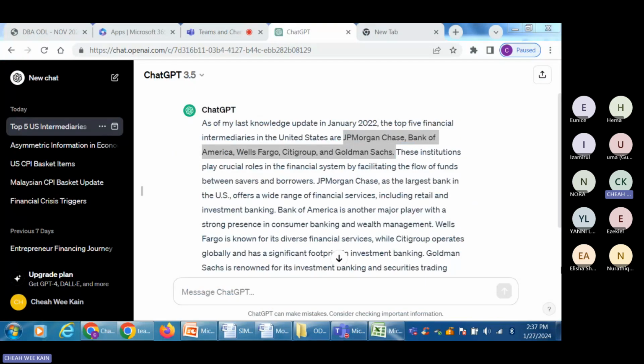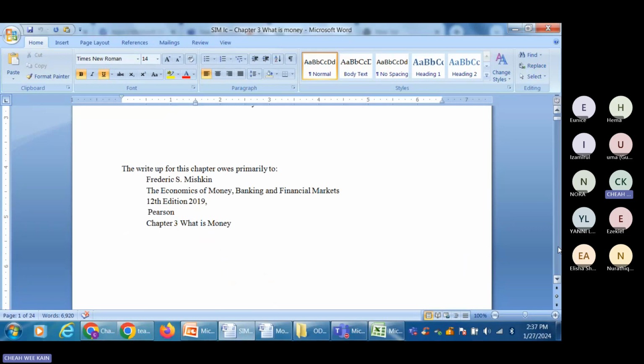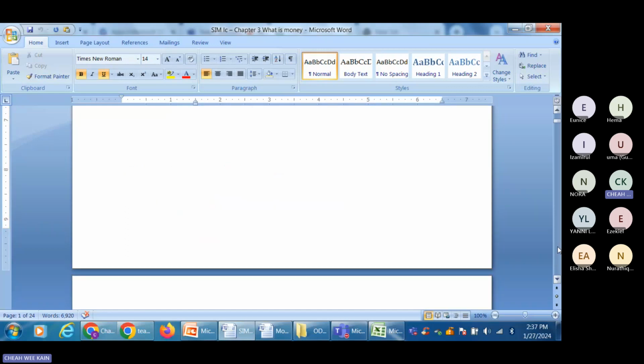So I will move now to chapter 3. Okay, what is money? I think last week I told you all to look at the currency, down to the paper. So this is issued and treated as legal tender. Okay, so you should understand this is actually fiat money.